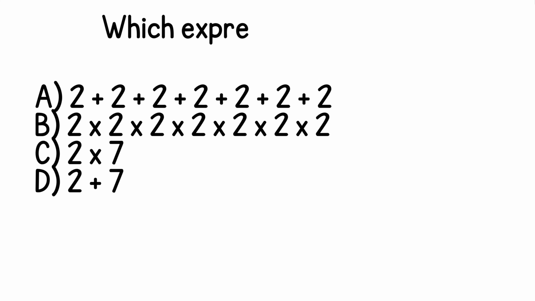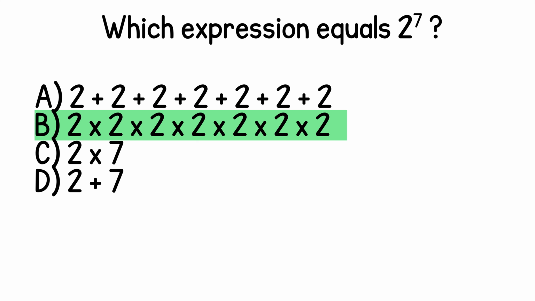In this example, we're going to decide which expression equals 2 to the 7th power. An exponent always tells us how much to multiply the base by, so this lets us know that B would be our answer, since that's the only one that multiplies over and over again.